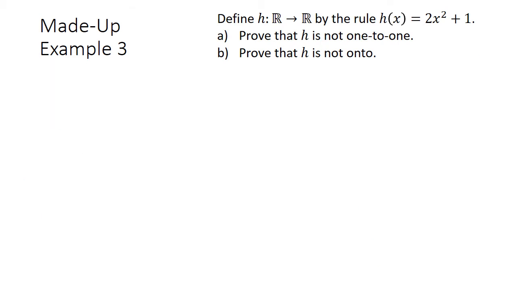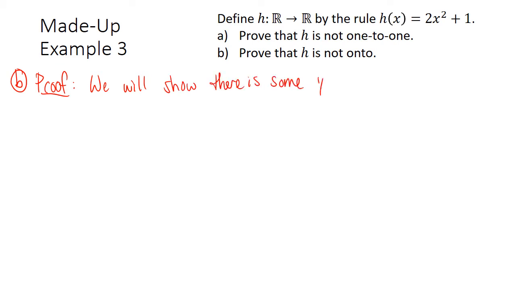Okay, so let's go ahead and do part B. So for part B, proof. What we're trying to do here is we will show there is some y in the codomain, which is the real numbers, such that h of x does not equal y for all x in the domain, which is the real numbers. So that's our goal. And what we need to do is actually find a y like that.